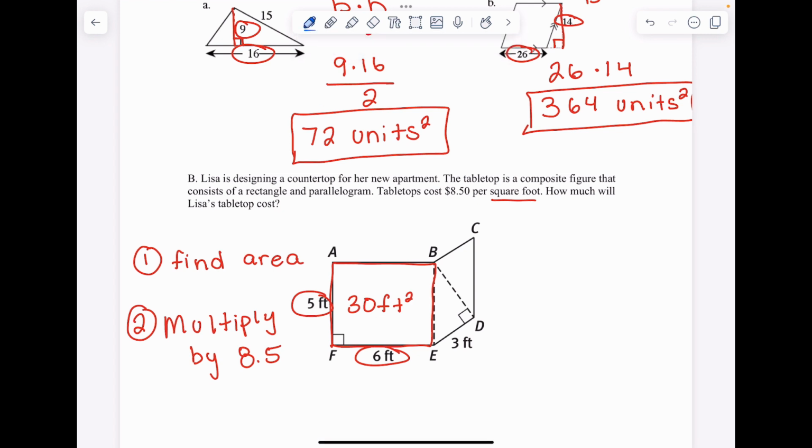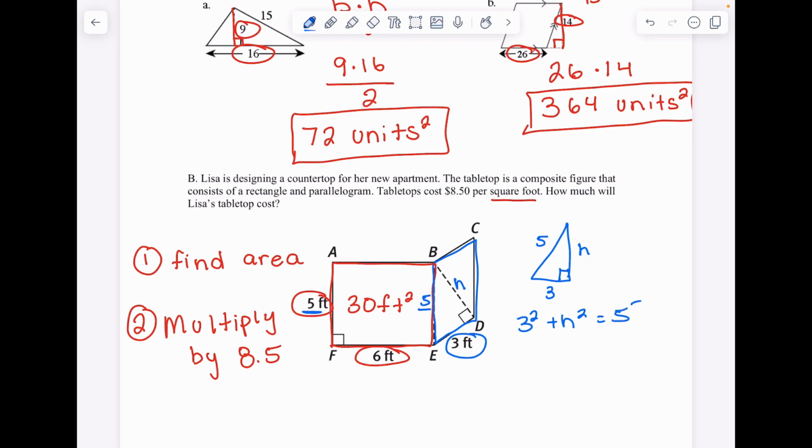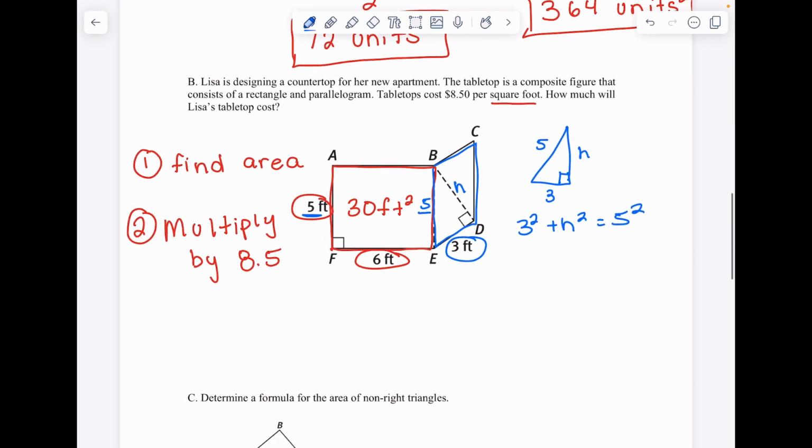And now I have to find the area of this parallelogram. Well, I see that the base is 3 feet, but I don't know what the height is. What I can do is, because this side is 5 feet, I know that this side is 5 feet. And notice how I have a right triangle with a hypotenuse of 5 feet and a base of 3 feet. From the trig chapter, I know that I can use the Pythagorean theorem to find missing sides of right triangles. So I'm going to set up 3 squared plus h squared equals 5 squared so that I can figure out what the height of this parallelogram is.